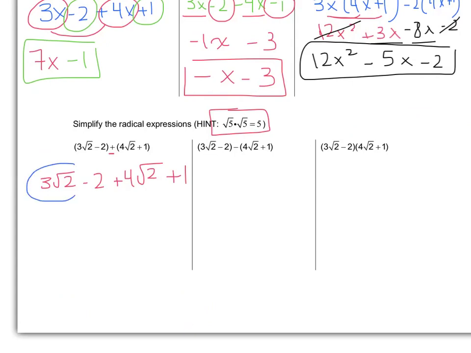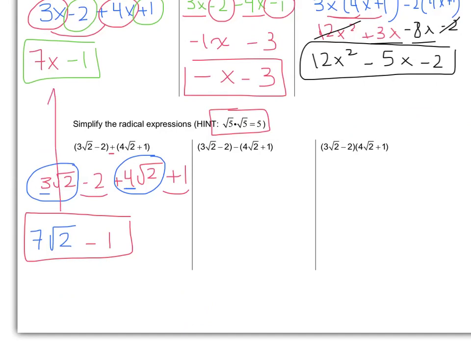This is 3 radical 2 and 4 radical 2. Remember, when you add them, you add 3 plus 4 is a 7, and you copy the radical 2. Just like you would do if it were 3x plus 4x, it would be 7x. So think of radical 2 as an x. And now negative 2 plus 1 would be a negative 1, so that would be the final answer. As you can see, very similar to before. So whether you have a radical or an x, you would deal with it the same way.